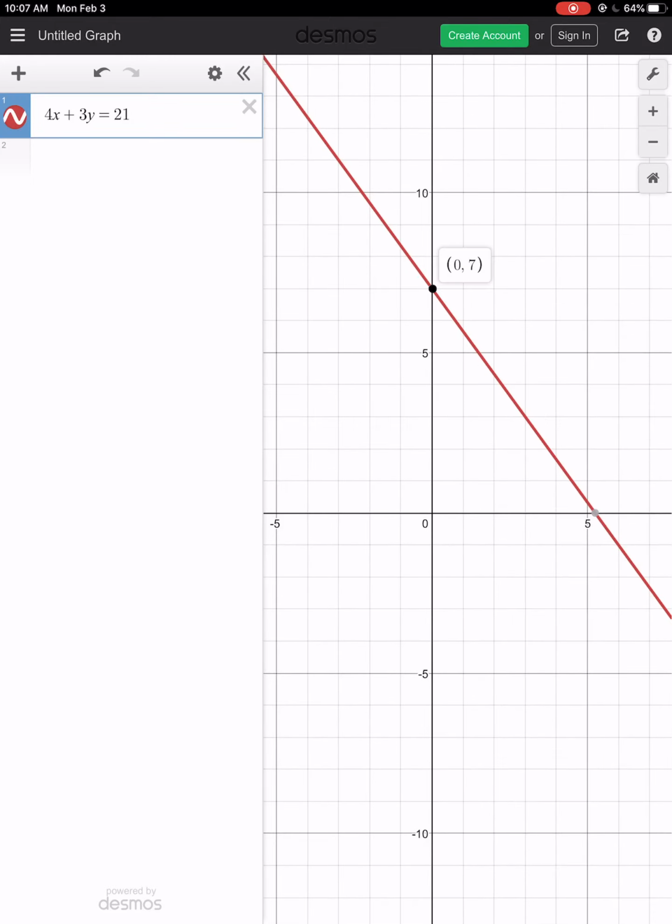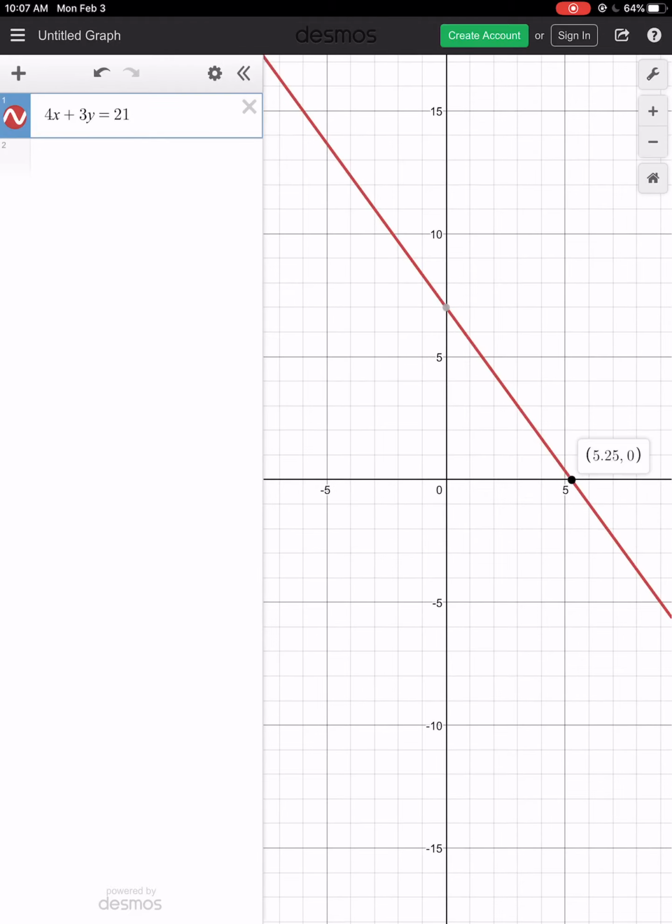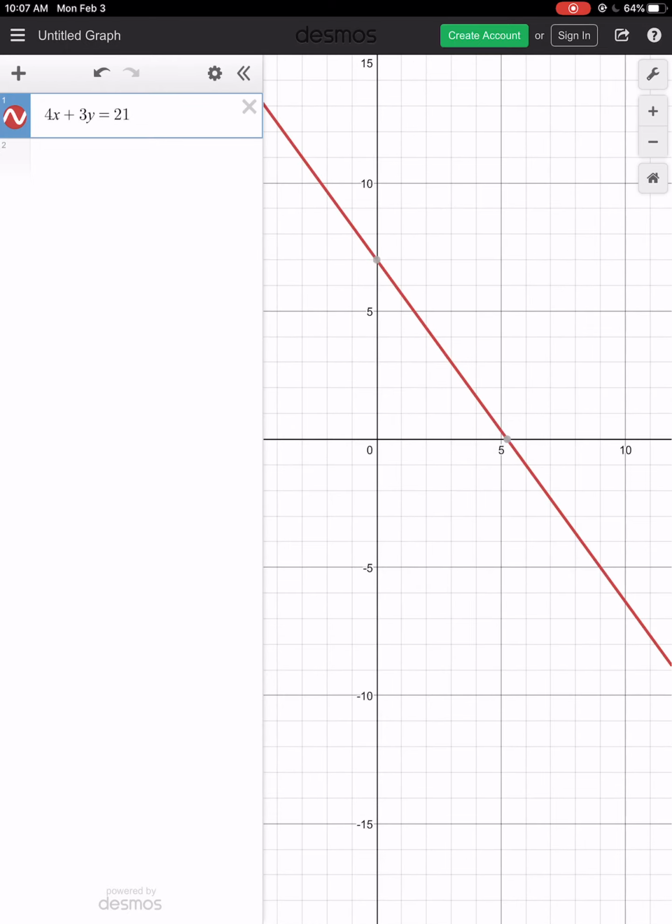So (0, 7) is my y-intercept. Any points where it crosses the x-axis, you can see at these two little gray lines here. We have (3, 3), so I have (0, 7) and (3, 3). 5.25 is not going to be super helpful because you don't know how to graph that. (9, -5) is a point. So you can use this to help you or check your answers. But let's go back.